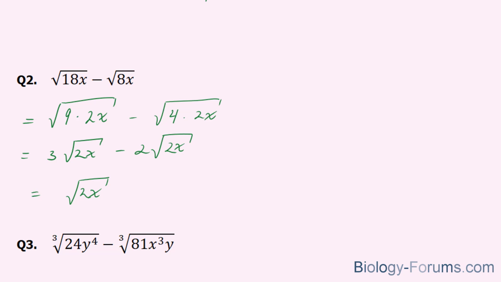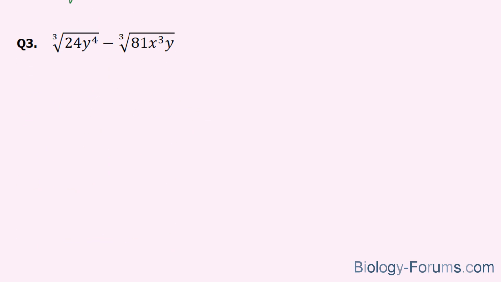The last example is a little bit more complicated. This time we have cube roots. And what you need to do is break down the radicand into perfect cubes. So, what can 24 be broken down to where the multiples are perfect cubes? 8 and 3. And similarly, y can be broken down into y to the power of 3 and y. I'll show you how that reduces in a moment. Also, we have 81 x to the power of 3 and y.